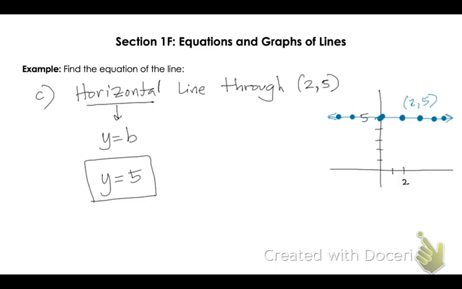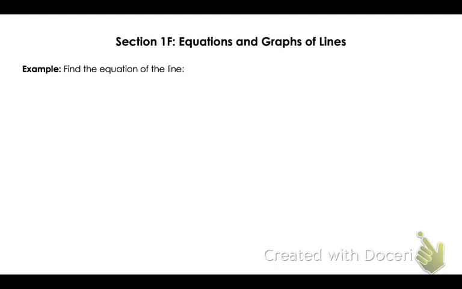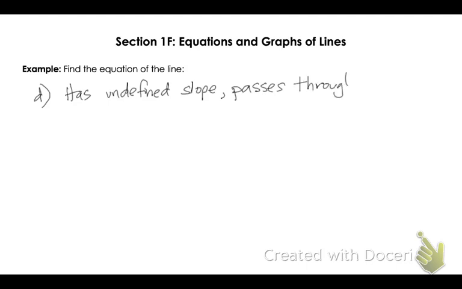So let's do a vertical line. Okay, so part D. This time I tell you, find the equation of the line that has undefined slope that passes through -5, 10.